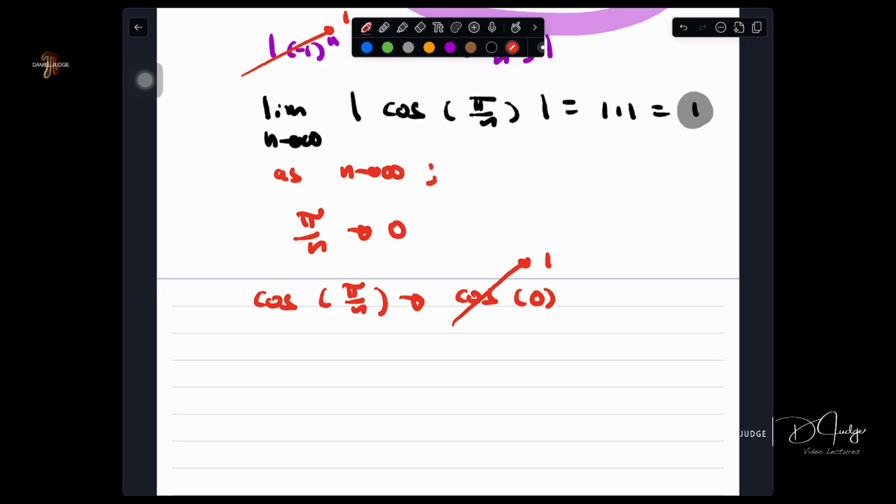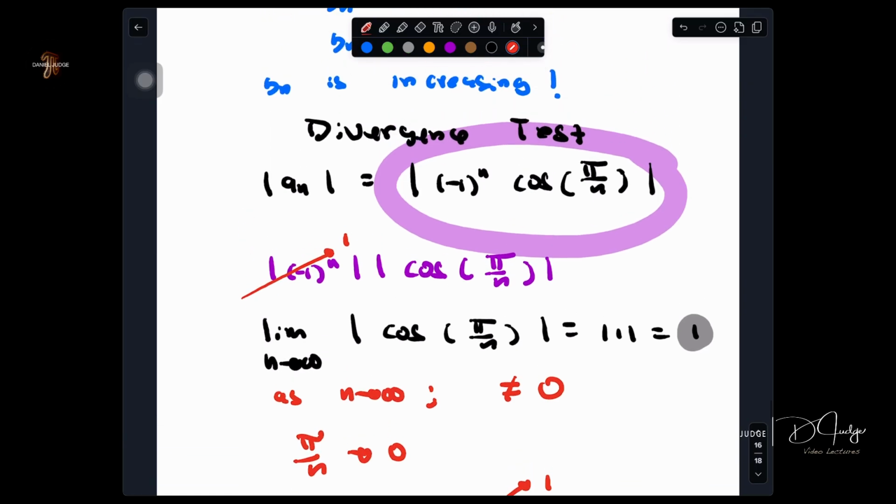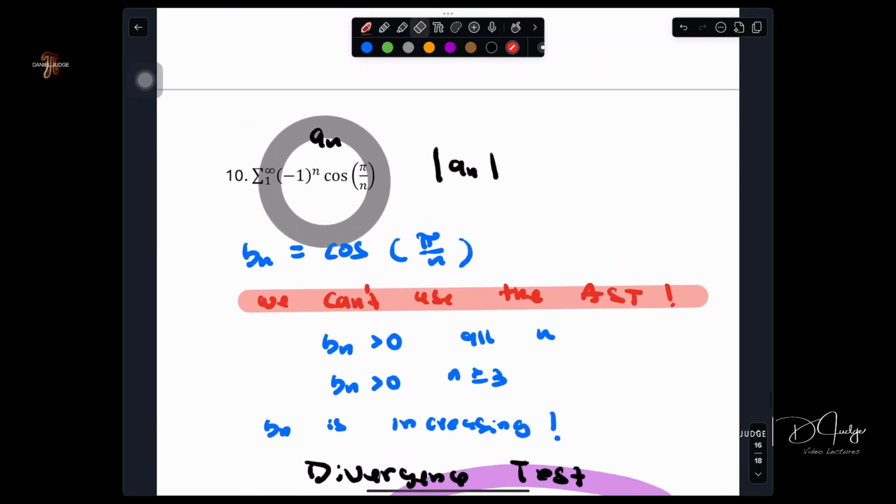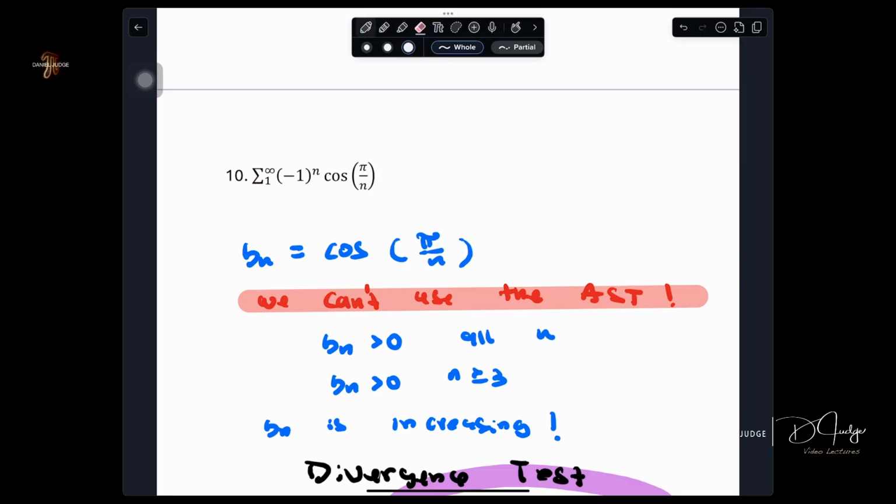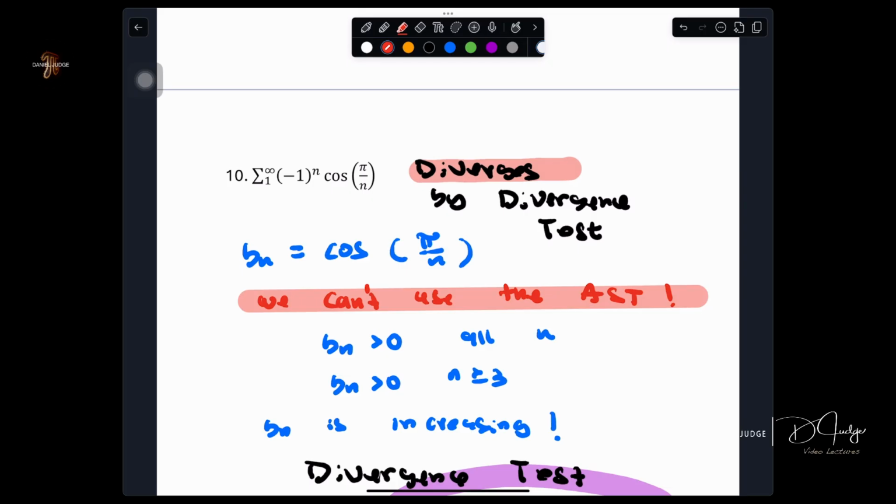This is not equal to 0. So by the divergence test, this series diverges. Now, we could have actually seen that from the beginning without going through the test for divergence. We could have taken a look at this and said, okay, well, we're going to leave it at that.